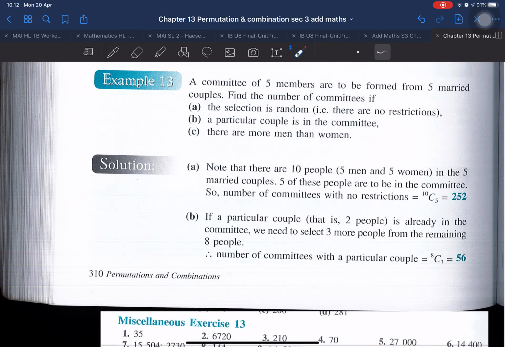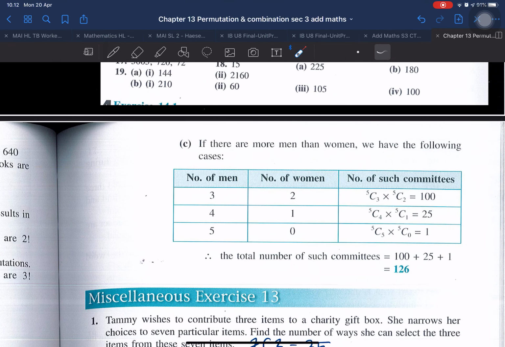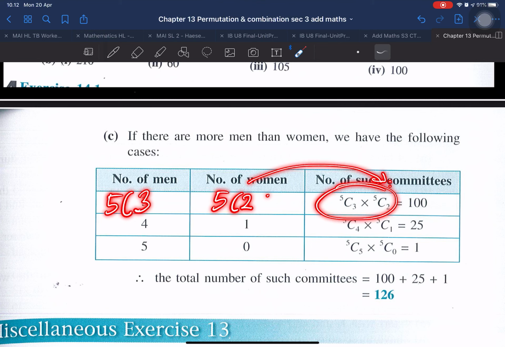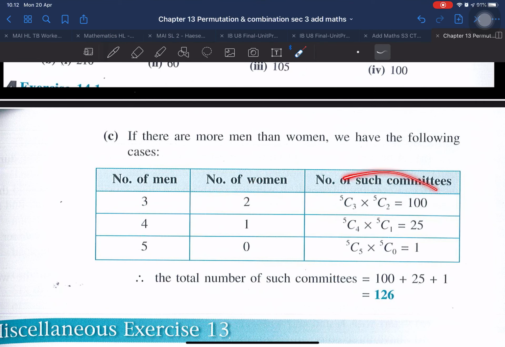Now next, we're going to copy that part, which is here, the same thing. Now, how do we pick 3 men out of 5? Just this. Pick 2 women out of 5. The same thing. Multiply together. Follow the same steps until you get 125 and 1 and add all of them together. You don't multiply them because they are different conditions. Okay?